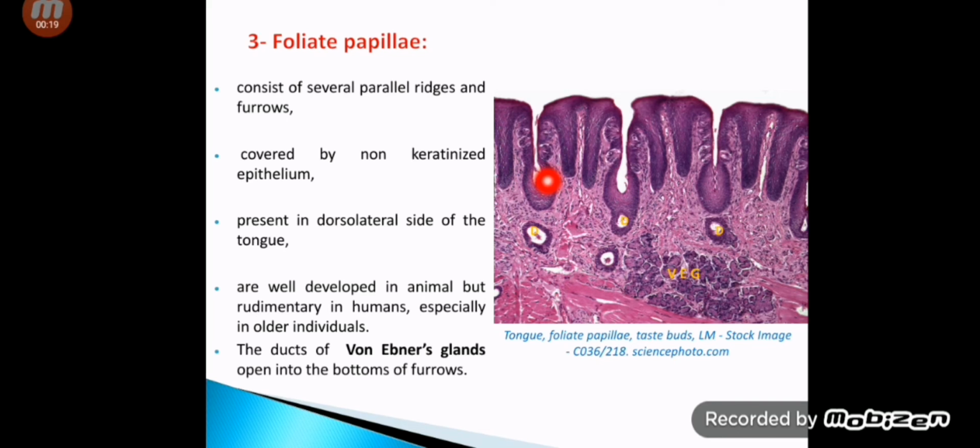They are covered by non-keratinized stratified squamous epithelium, have taste buds on their lateral side, and are present on the dorsolateral side of the tongue, well developed in animals but rudimentary in humans, mainly in older individuals, but can be seen in children. The duct of von Ebner's gland will open into the bottoms of these furrows. Von Ebner's gland is a pure serous gland. It is present in the submucosa of the tongue and secretes a serous secretion of the saliva that contains digestive enzymes.